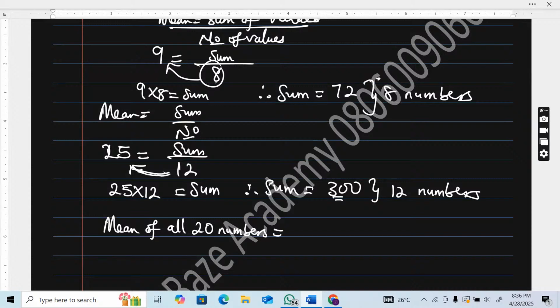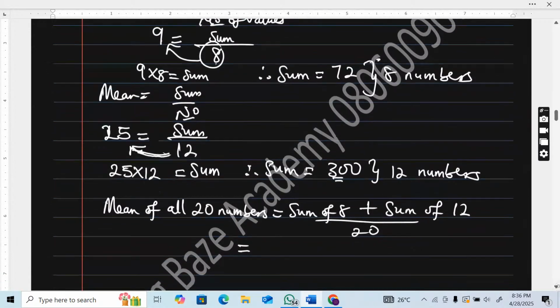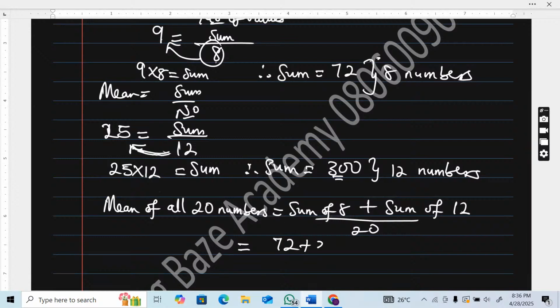So we have to add the sum of the first 8 to the sum of 12 numbers. So that will be sum of 8 plus sum of 12 numbers. Sum of 8 is 72, then we divide by 20, okay? Because 8 plus 12 is 20. So sum of 8 is 72, and sum of 12 is 300. They'll be added together, then we divide by 20. So 300 plus 72 is 372, then we divide by 20.